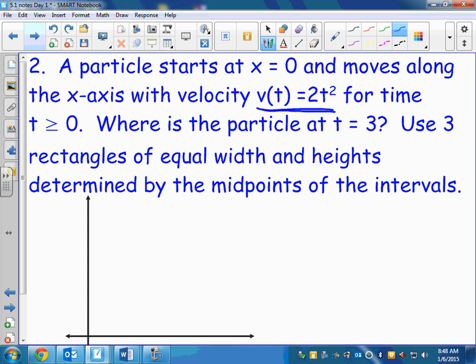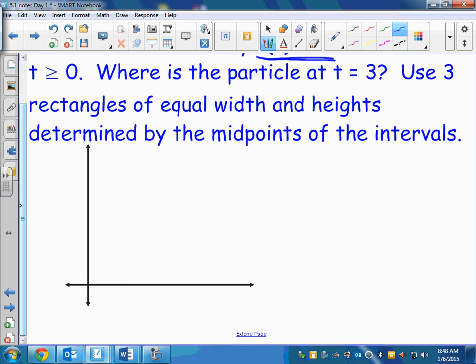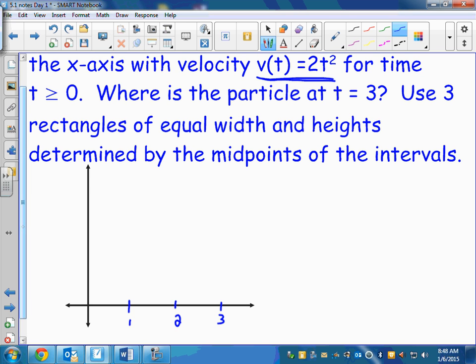So let's make the graph first. Again, we're only going to 3 seconds, so I'm going to make mine kind of spread out here so that we can see our rectangles. 1, 2, 3. You want to be somewhat equally spaced. If I plug 3 in here, I'm going to get 18 as my highest value. Do you agree with that? So I'm just going to make my y-axis go by 3s because I don't want to make 18 marks, but whatever you want to do.